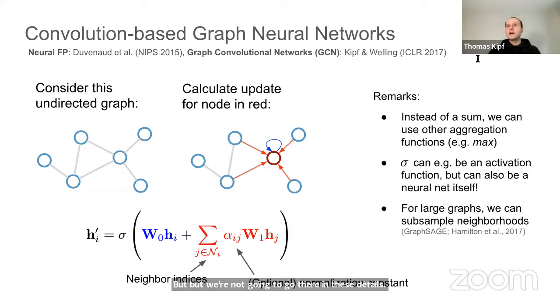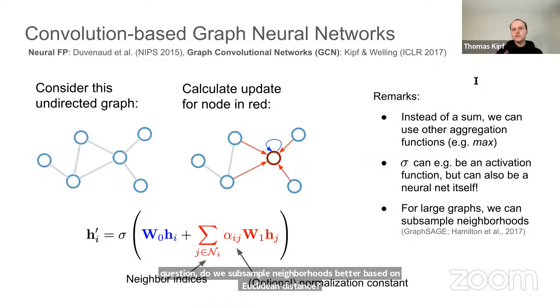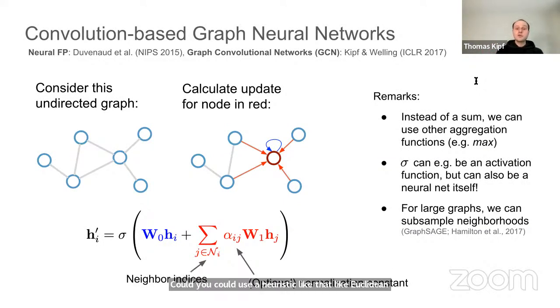And there was also a question: do we subsample neighborhoods based on Euclidean distance? Again, that could be one of those heuristics. You could use a heuristic like Euclidean distance to subsample. But in principle, there are many design decisions one can make here. It's really up to the researcher or the practitioner to make these decisions. And this is even still an active area of research, where one can potentially improve certain systems in certain aspects by coming up with better techniques for subsampling.